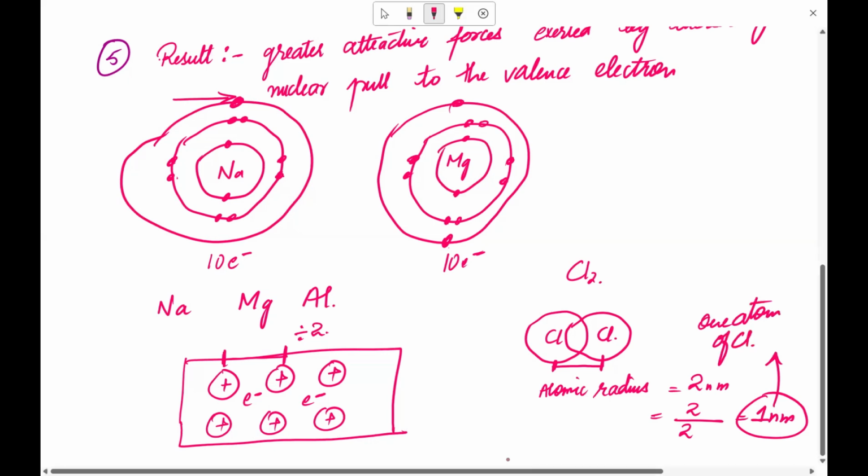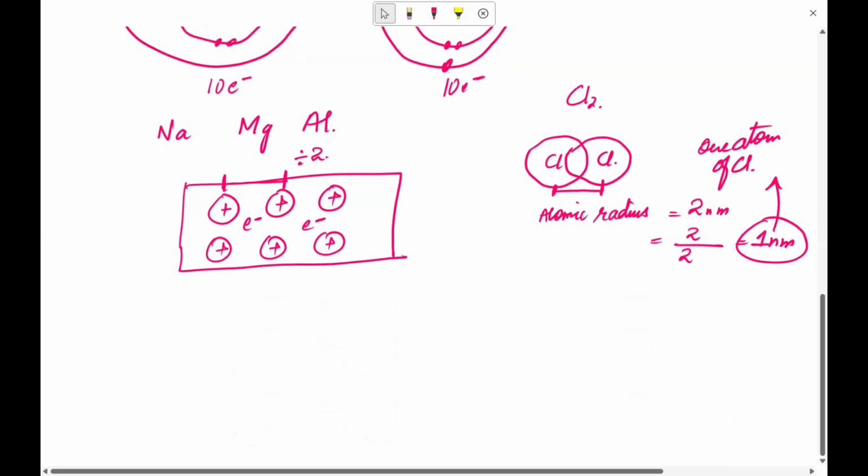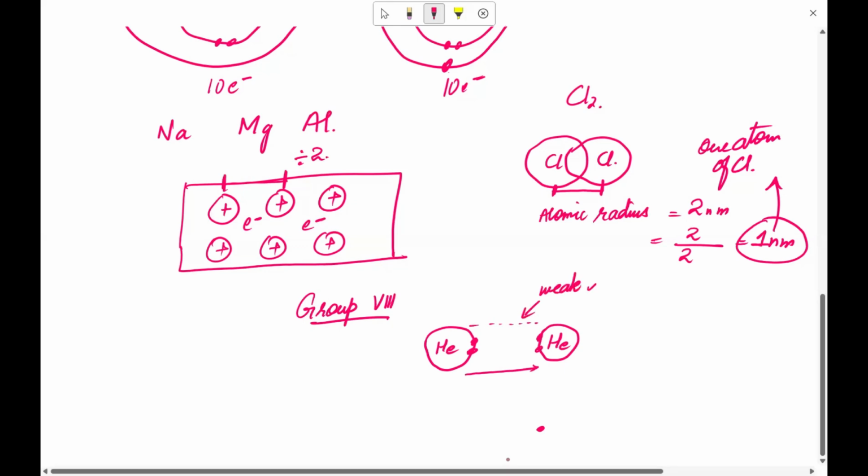Is that clear? Yeah. But what happens if you want to find out the atomic radius of noble gases, which is group 8? Group 8 has noble gases. Then what is going to happen? We know this is helium, and there is another helium as well. We know that their outermost shell is completed, and they are linked with each other by weak intermolecular forces of attraction.